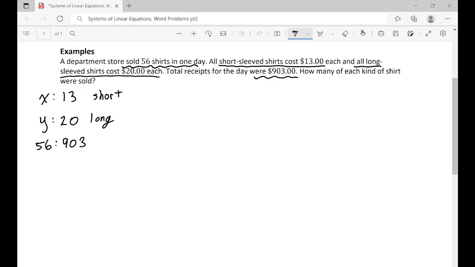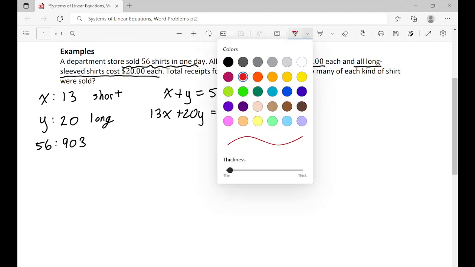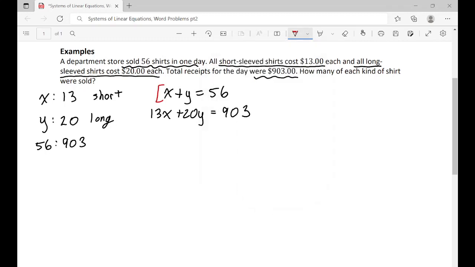So I now know all the facts from the question, so let's write my system of equations. So I had some X amount plus some Y amount, short and long, and when I add those together, I get 56. So that's the first one, it's the easy one. And now I can put in the cost of everything to write my second equation. So 13x plus 20y equals 903. And so from here I'm going to solve the system using whichever method I want, and I'm going to use elimination because I think it is easiest.